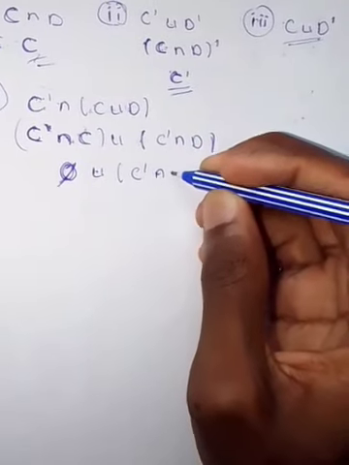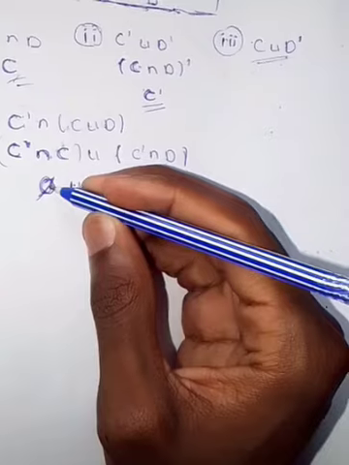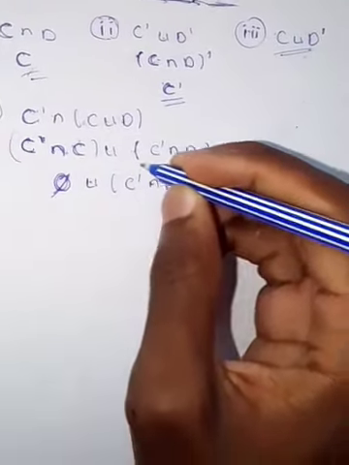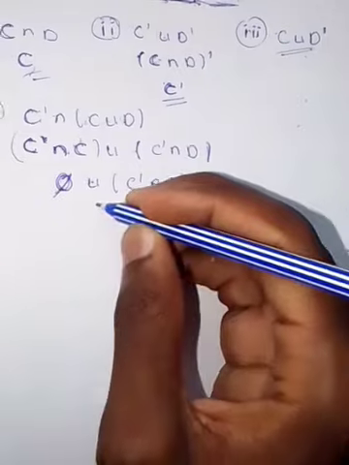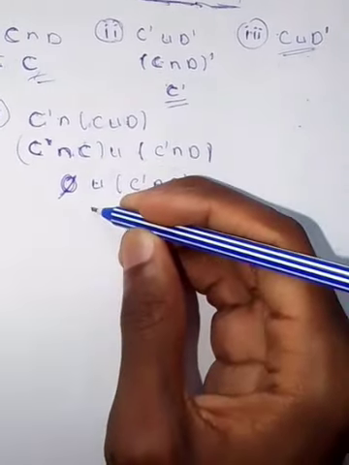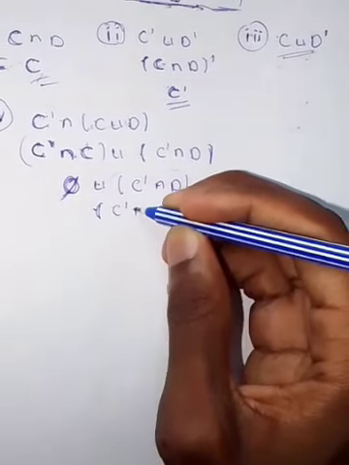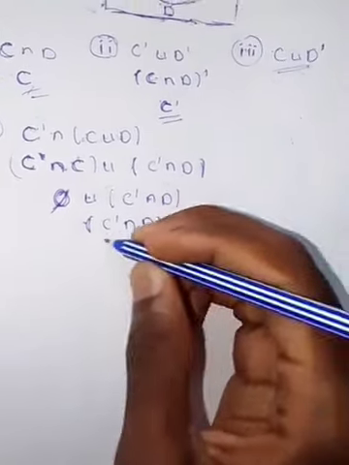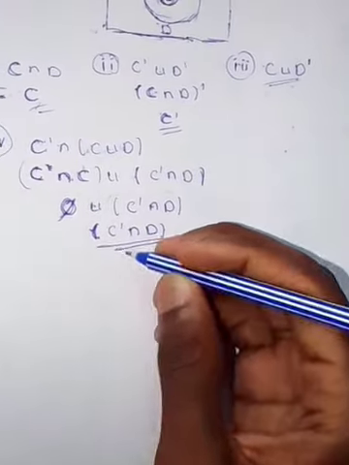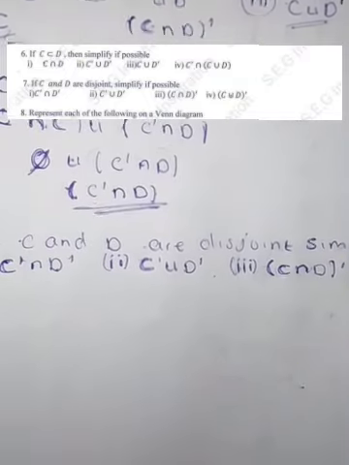C complement D. So when an empty set is united with any set, it is going to give us back the set. So here we are going to have this set only. So here the answer is going to be C complement intersection D. So this is the final answer, just like this. Okay, so we move on to question 7.